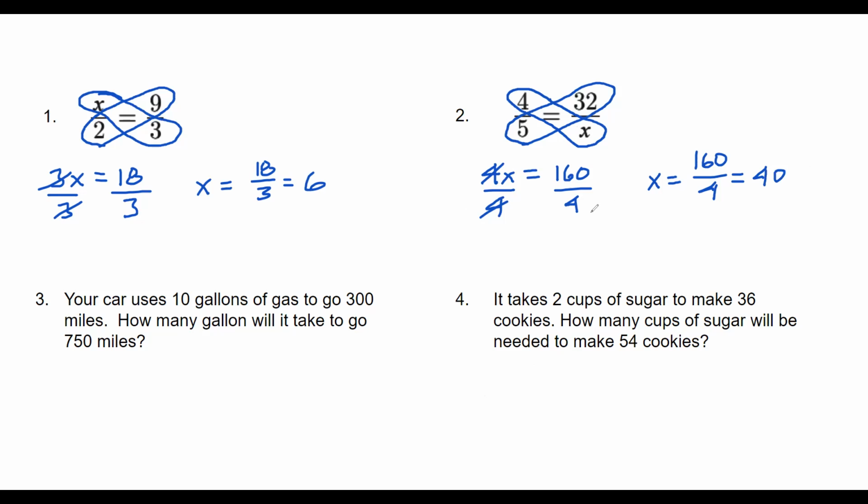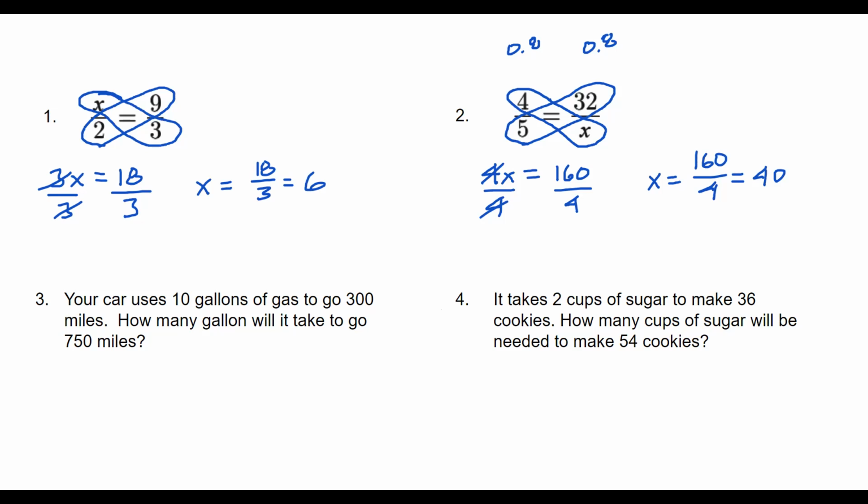Something else that I want to point out is that if you want to check that answer, just do the division on both sides. Divide 4 by 5. Often you will get a decimal for this answer. In this case, you would get 0.8. And then divide 32 by our answer, 40, to see if you also get 0.8. If you do, then you found the right answer. If you don't, then go back to the drawing board and try to find your mistake.